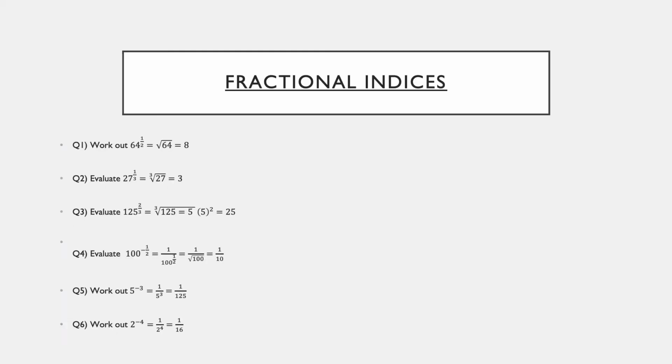Right, guys, next one, fractional indices. So powers. This is going to be grade 6, 7, I want to say. So 64 to the power of a half. Anything to the power of a half, guys, is a square root. So the square root of 64, which gives me 8.